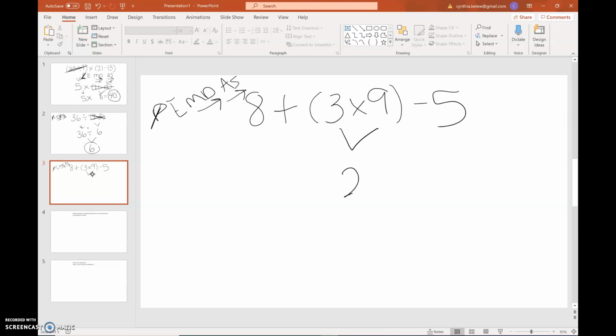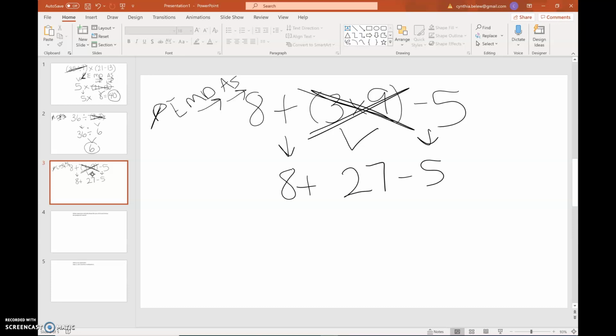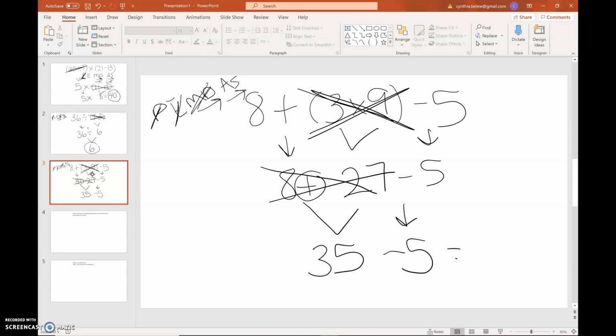3 times 9 is 27. That's no longer there, but I have to bring everything else down. 8 plus 27 minus 5. I do not have exponents. I do not have multiplication or division, but I have addition and subtraction, and I do it in order that I see it from left to right. So I have addition first. That's going to be the one I solve first. 8 plus 27 is 35. That's no longer there. I bring down the minus 5. 35 minus 5 is 30.